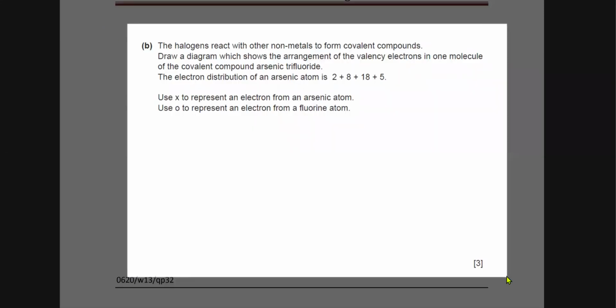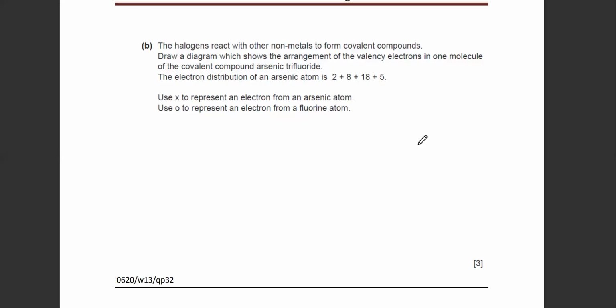Send me the answer. Try and figure out arsenic and fluorine. Arsenic is in group 5. By looking at the electronic arrangement, it's in group 5. It's got 5 valence electrons, so it's a non-metal, right? So he's asking you to draw the dot and cross diagram.